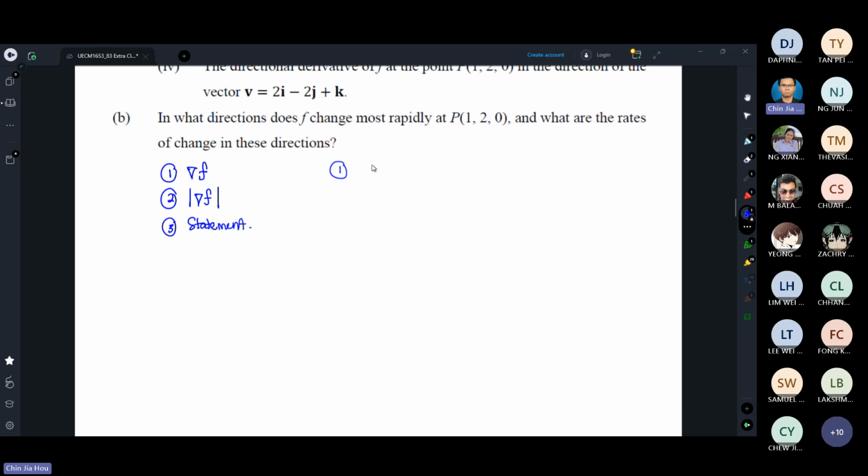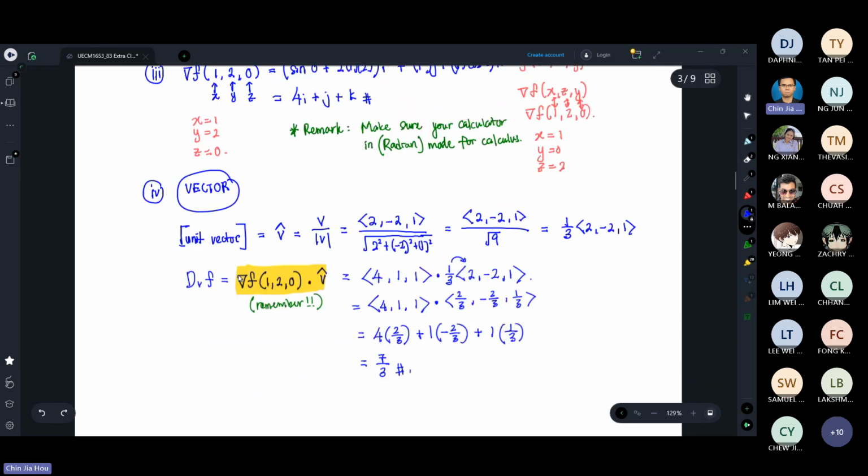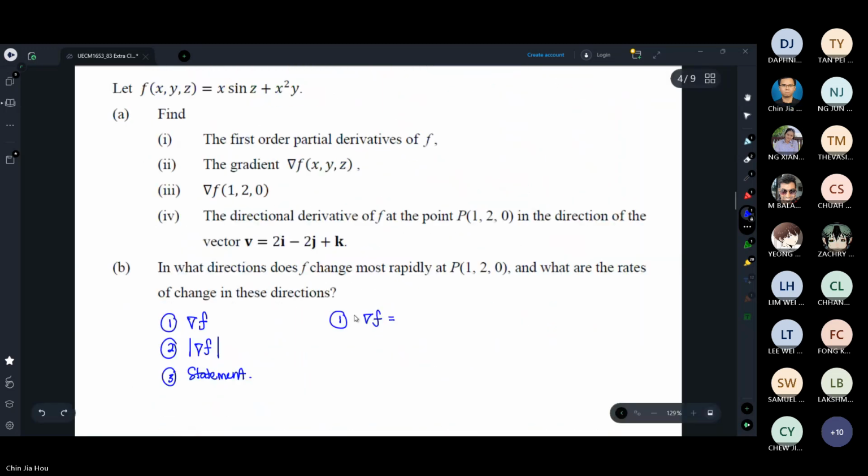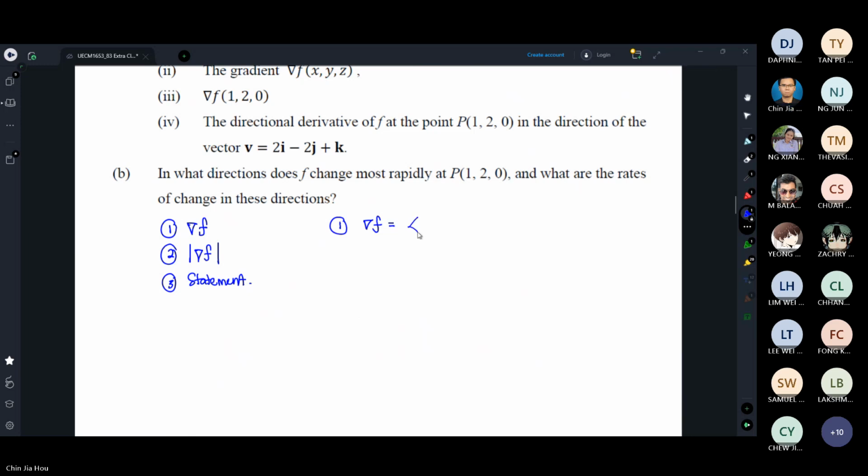Find the gradient vector. I think we already found the gradient vector, right? From the previous part, let's go back. The gradient vector at this point is 4, 1, 1. So we write it over here: 4, 1, 1. Second part, find the magnitude of the gradient vector.